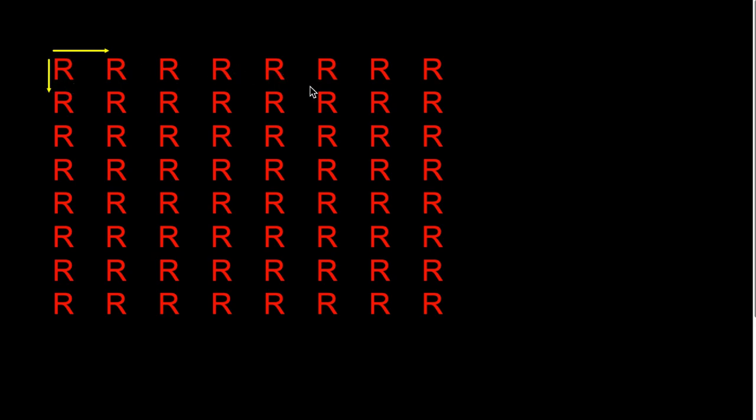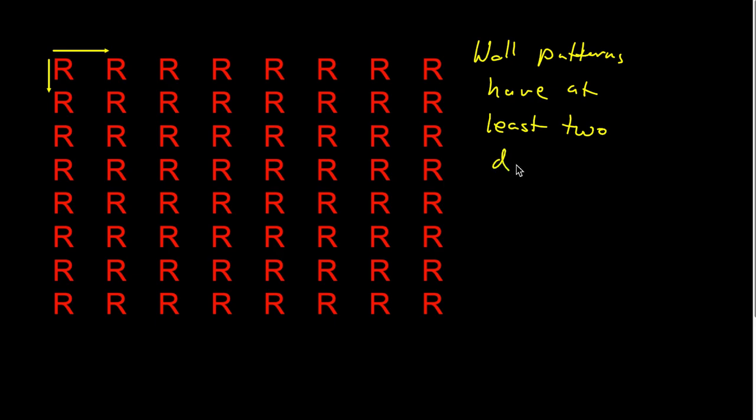So we can take the top row into the next row, which would force this row into this row, and so forth. So every wallpaper pattern is going to have at least two translation directions, and that's worth writing down. So wallpaper patterns have at least two directions of translational symmetry.